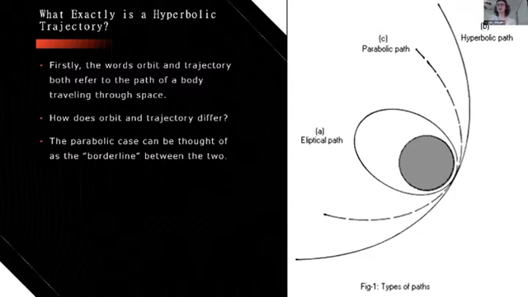However, a hyperbolic path is not repetitive. The body will never return. That's why we refer to it as a trajectory. And then, as you can see, the parabolic case can be thought of as the borderline between the two.